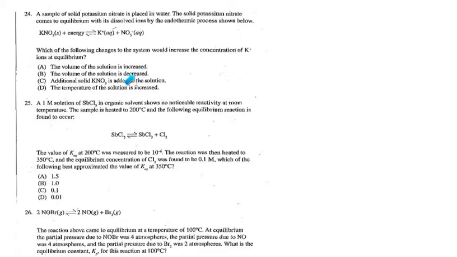That is oddly weird and vague language. So the volume of the solution is increased. Now I think what they mean by that is that you're adding more water to the solution. So imagine that we've got this beaker over here and we've got some water in there, and we have the potassium nitrate solid on bottom and the two ions that have dissolved are floating around on top.